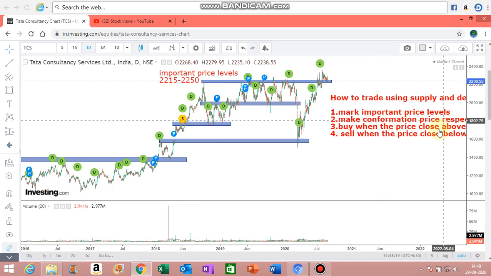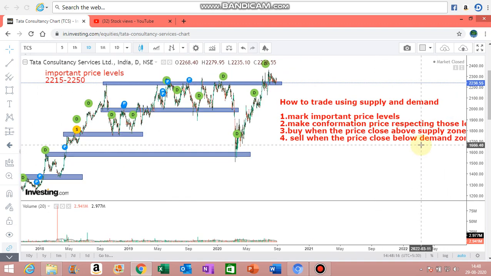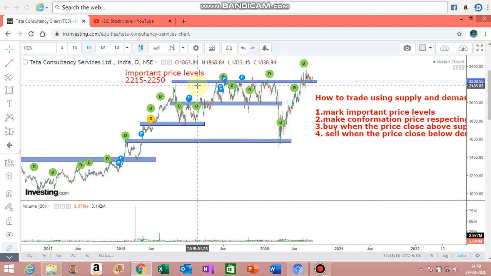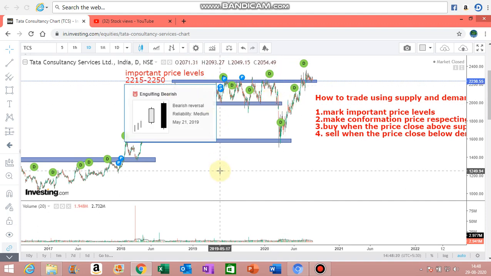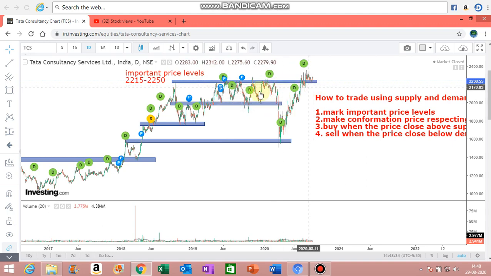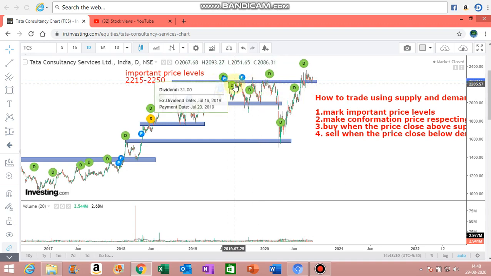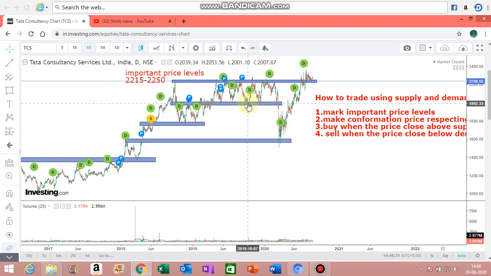So make confirmation, price respecting those levels. Second point, making confirmation. If you see, there are 7 times it is confirmed that the price is respecting, because whenever the price reaches those levels, sellers come and sell those TCS stock, like 7 times. So second point, confirmation is also done.